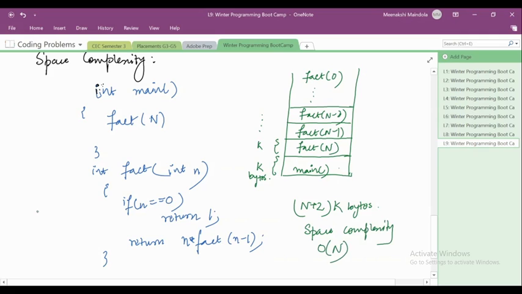Okay, so is this clear to everyone? Is everyone able to understand this? How is it that we have the space complexity for this piece of code as order of n?